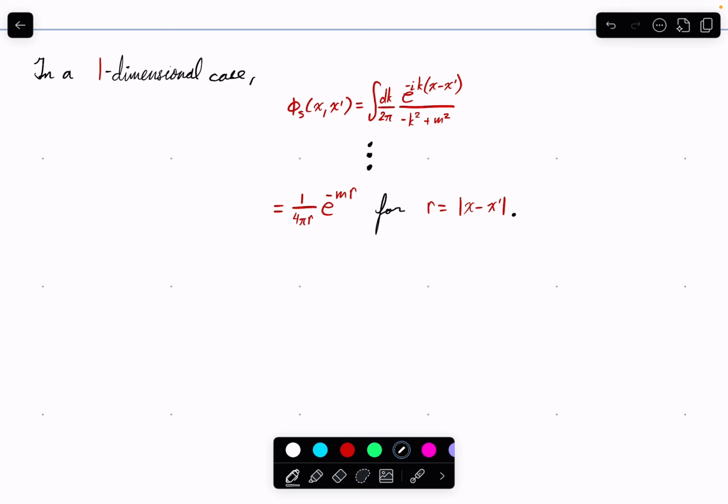So this right here is called the Yukawa potential.